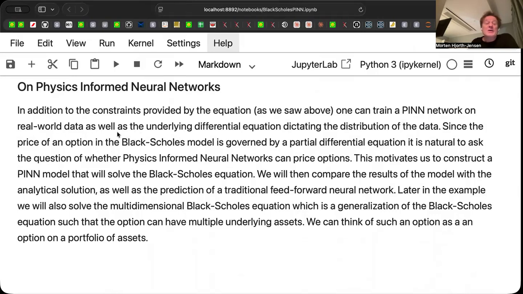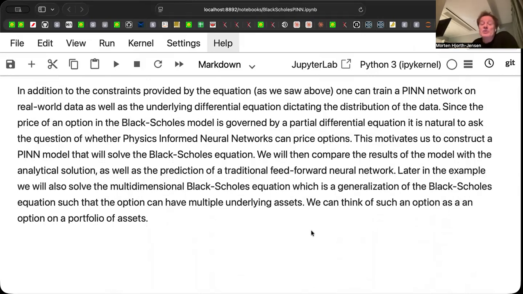And then when we look at this problem here, you can train a PINN on real-world data as well as the underlying differential equation dictating the distribution of the data. And since the price of an option in the Black-Scholes model is governed by a partial differential equation, it is actually natural to ask the question of whether physics-informed neural networks can price options. And this is what has motivated the construction of a PINN model that solves the Black-Scholes equation.